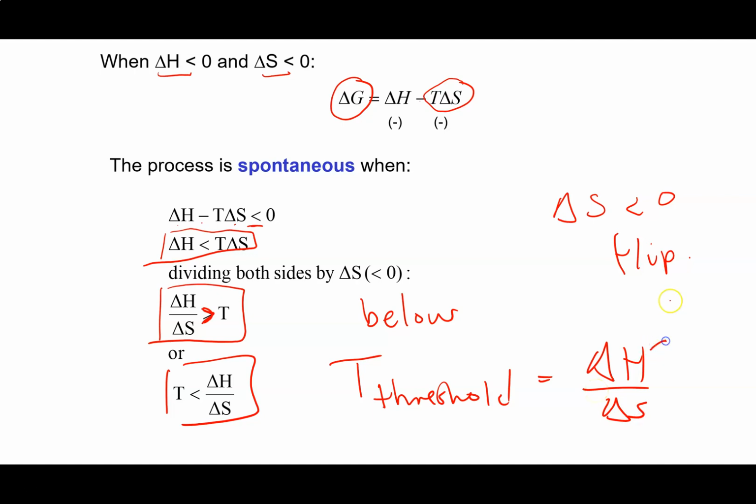Remember, like what I was saying previously, that often delta H's are given in kilojoules per mole, but delta S's are given in joules per mole, so you may need to multiply this by 1,000 if that's how your units are given.